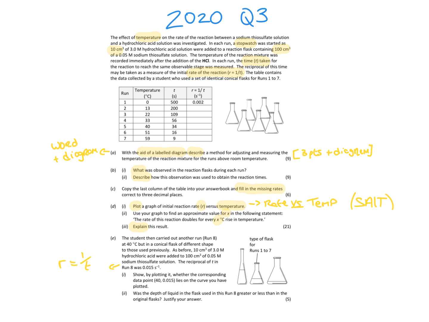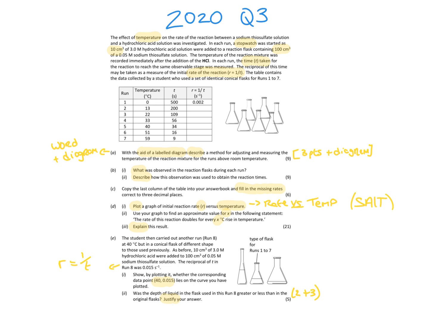So what you're going to do is you're going to plot the point 40, 0.015 on the graph that you drew in part D. And then what you're going to be asked to do for part 2 was the depth of the liquid in the flask used in run 8 greater or less than the original flasks, and explain your answer. Justify means to explain your answer. So that's worth 5 marks. So I would probably say that if they were to split that up, that would be a 2 for plotting and a 3 for an explanation. Okay, so that's the question broken down for you.